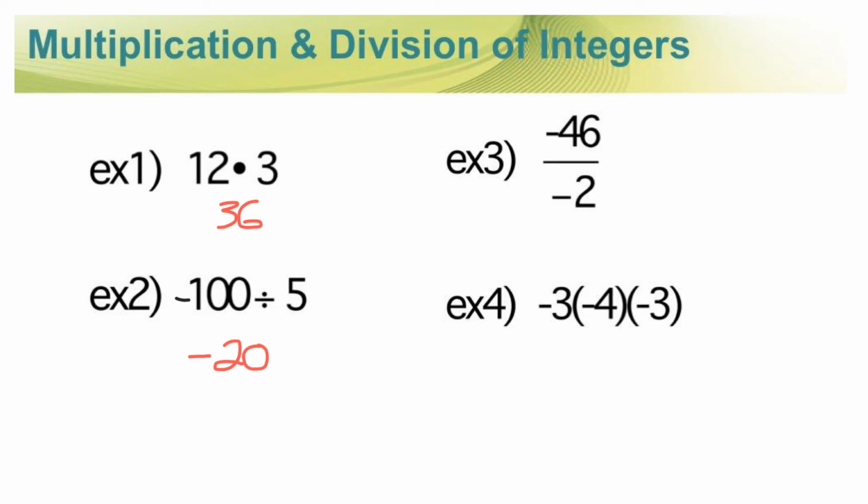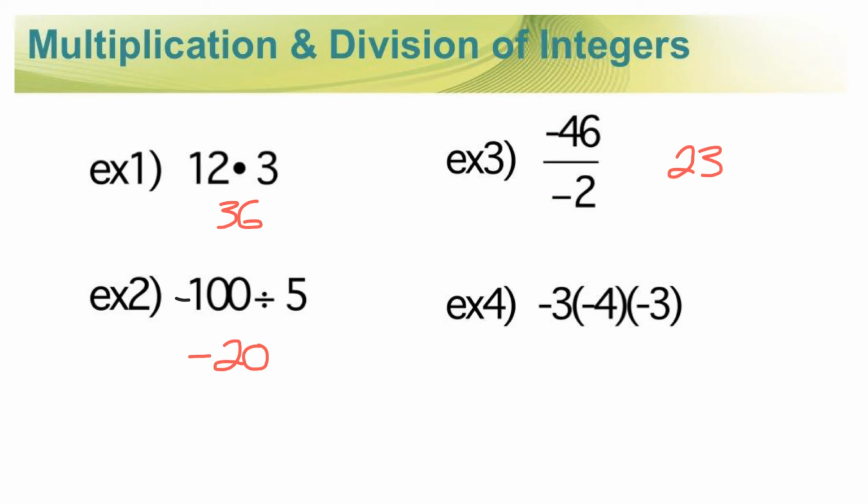So 46 divided by 2, that's going to be 23. But now I have to go back and count the number of negatives. There's one negative, two negatives. 2 is an even number, which means my answer is going to be positive.